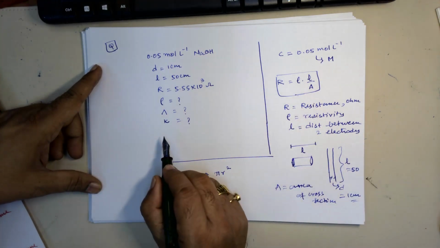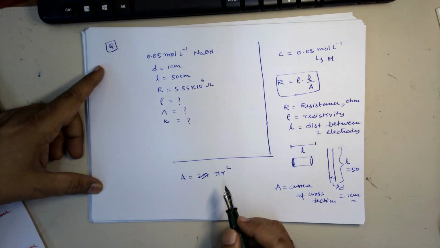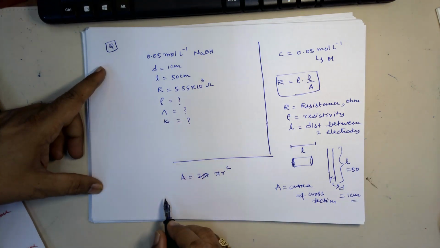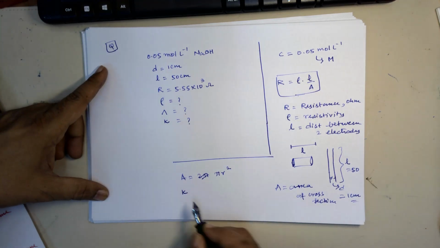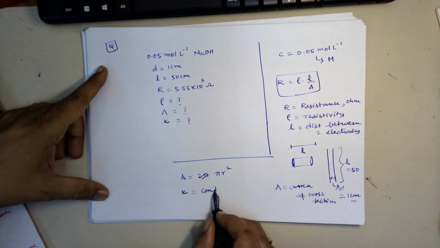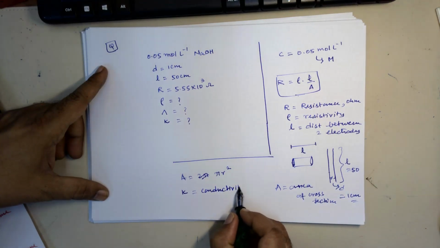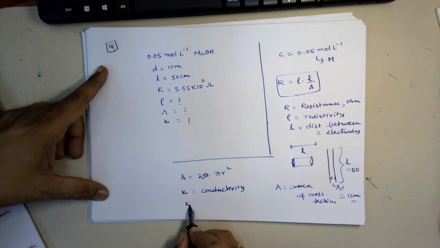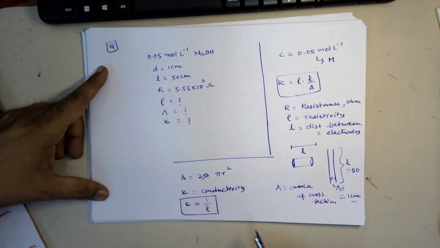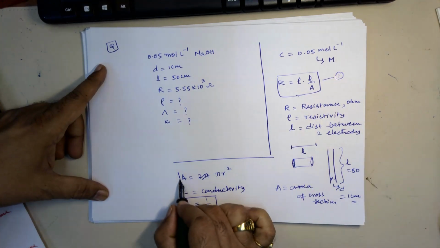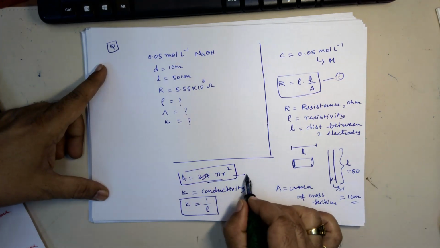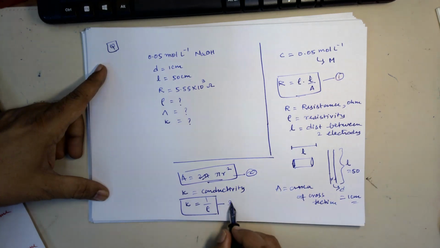Now, based on this, let us proceed. What is the other concept? Molar conductivity and also conductivity. Conductivity is given by kappa. This is called kappa conductivity, and it is given by the reciprocal of resistivity. So this is equation number one, the area equation is number two, and this is equation number three.